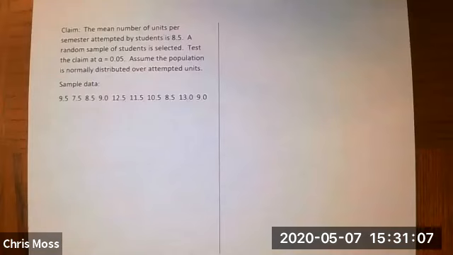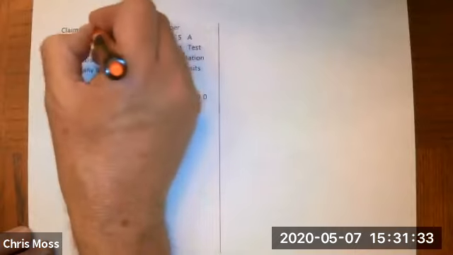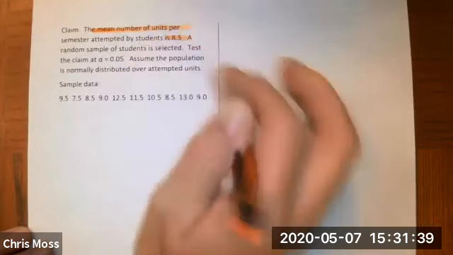I said we could use raw data. I have another example using raw data. So the mean number of units per semester attempted is 8.5. We have a random sample of students, and we're going to test the claim at the alpha equals 0.05 level. We're going to assume that the population is normally distributed over attempted units. So we have a claim about the mean number of units per semester attempted by students is 8.5.